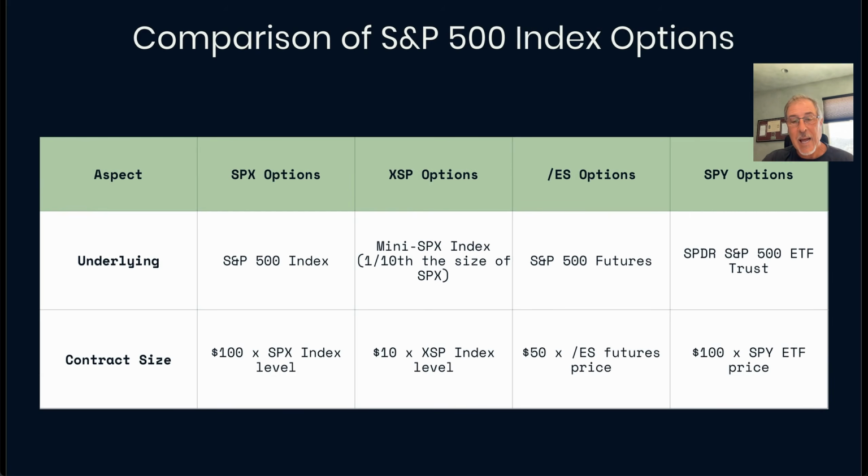Then we look at contract size. Again, covered this a little bit, but SPX is the big one. And then XSP is 10% of the SPX. Futures are $50, based on they're half the size of SPX. And this is a typo. This should be $10 as well. So I do need to change that, but note that this is $10 here also.